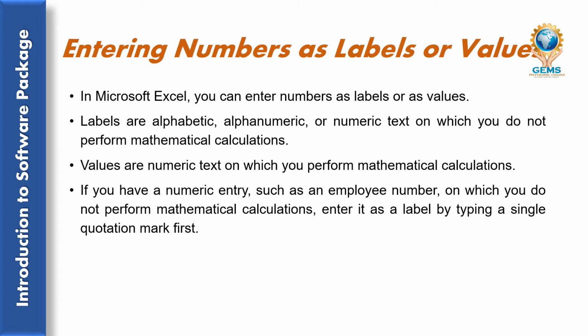Now you can see here, entering numbers as labels or values. Enter numeric numbers as labels. In Microsoft Excel, we can do it. Labels are alphabetic, alphanumeric, or numeric text on which you do not perform mathematical calculations. Values are numeric text on which you perform mathematical calculations. If you have a numeric entry, such as an employee number, on which you do not perform mathematical calculations, enter it as a label by typing a quotation mark first.